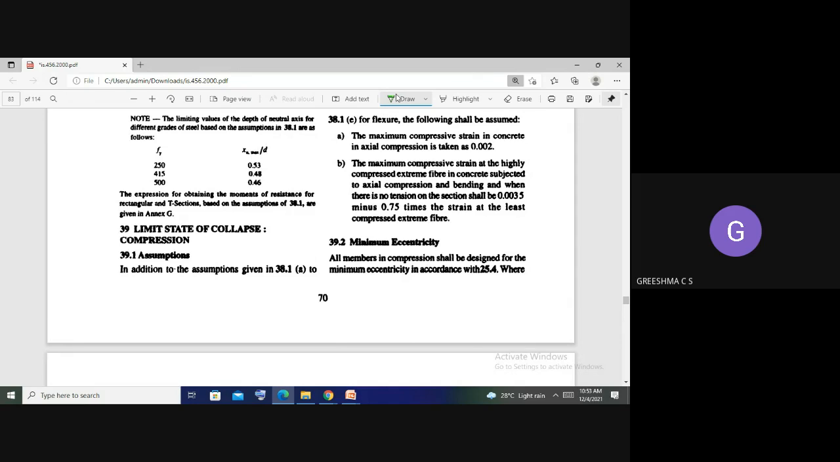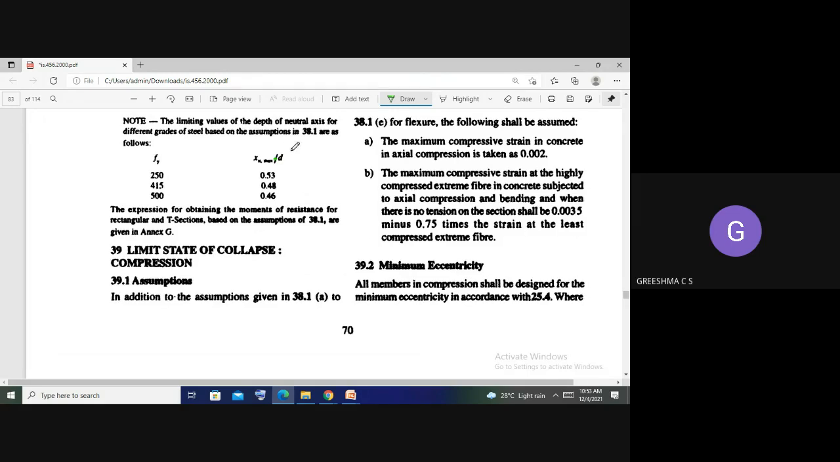What is given here is xu max by d. See, the xu max by d value is given over here. So corresponding to our grade of steel, how much is the xu max by d? Our grade of steel is 415, and the corresponding xu max by d is 0.48. You have to find out xu max from xu max by d. So note down that value, 0.48.